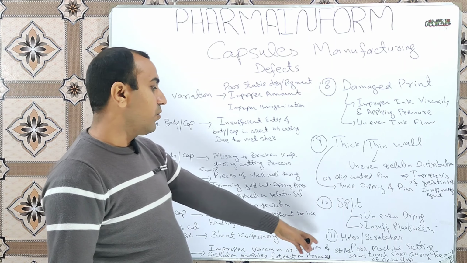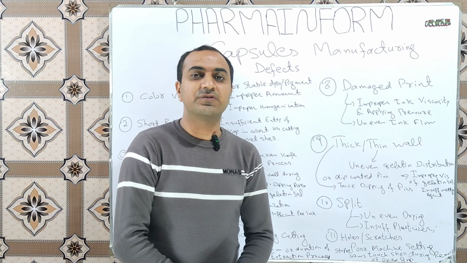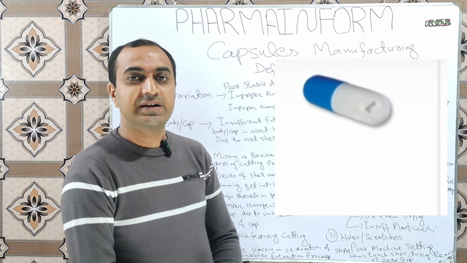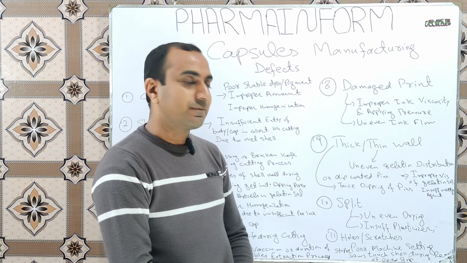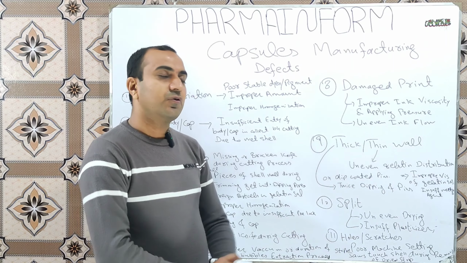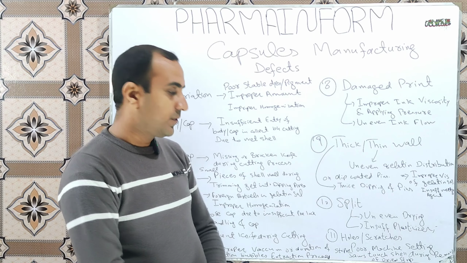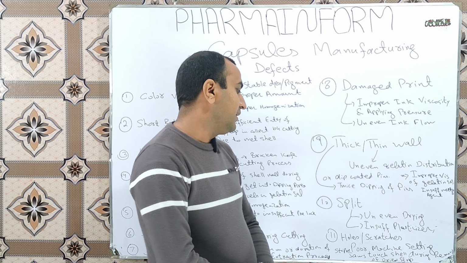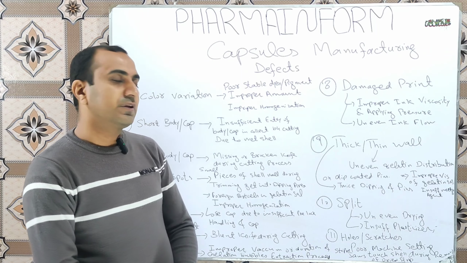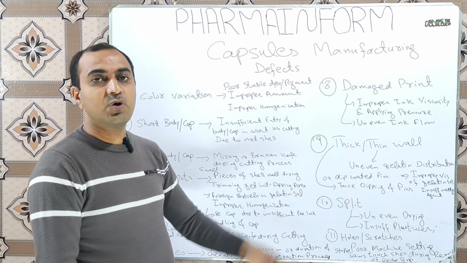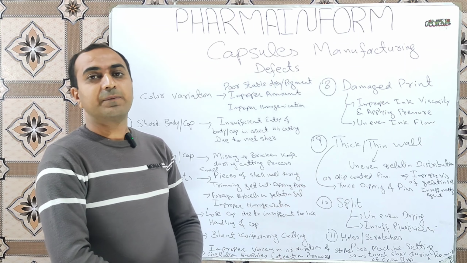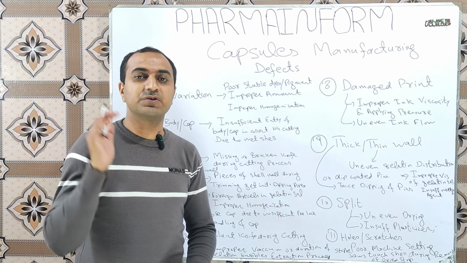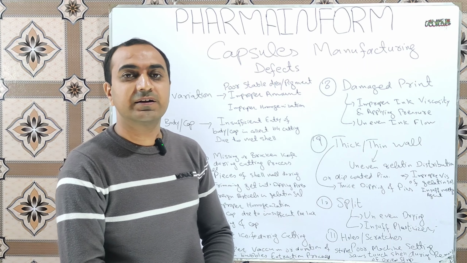Next one is the holes or scratches. As you can see in the image, there is a hole in the empty hard gelatin capsule shell. What are the reasons for this hole? This is due to improper machine adjustment where stripper jaws touch the shell during the removal of the dried strip. So all these are the capsule manufacturing defects which are commonly observed during the production of empty hard gelatin capsule shells.